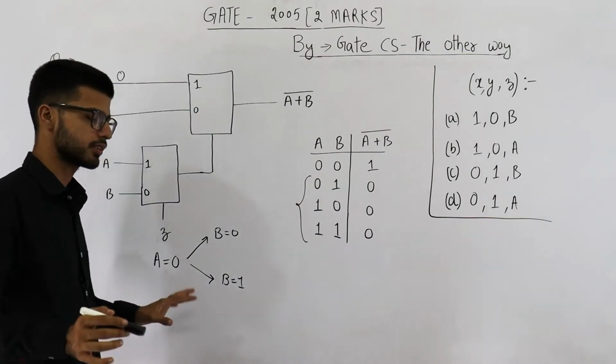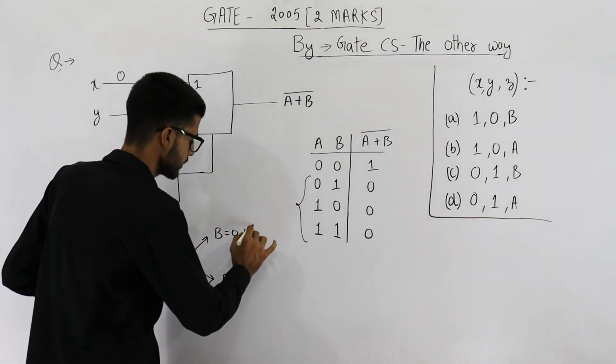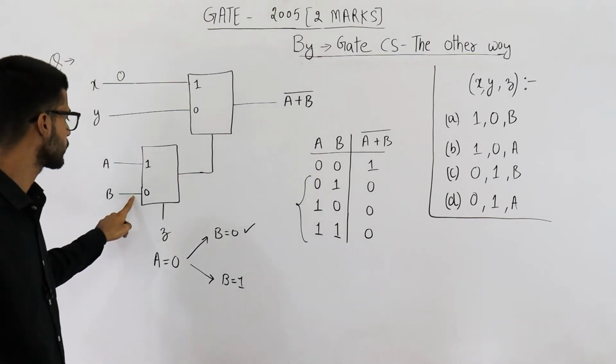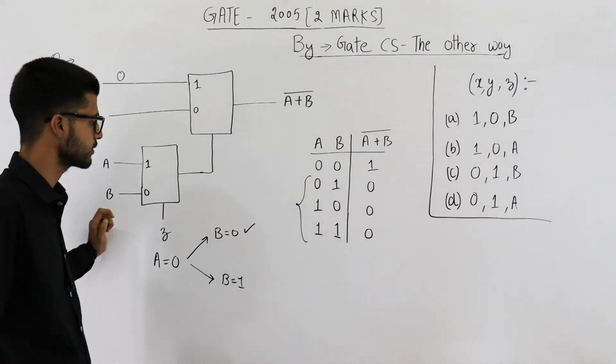Suppose A is 0. This is fixed. Suppose now B is 0. We are talking about this case. Because A is 0, this input B will be selected and given as output.